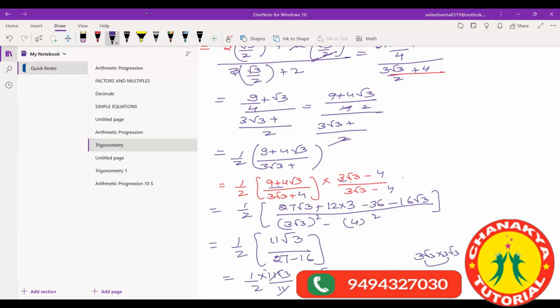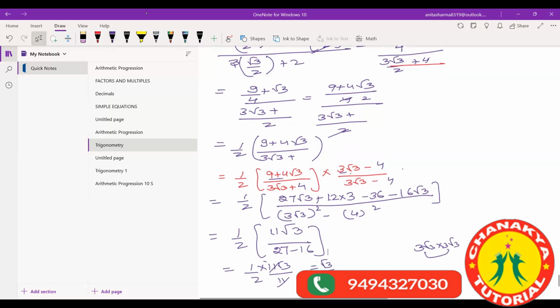Yes, ma'am. Yes, second question, Siddharth, first bit? Second question's first bit, ma'am. Can you show it again? Which one? Second question's first bit, ma'am. It's the first bit. Okay, just wait.